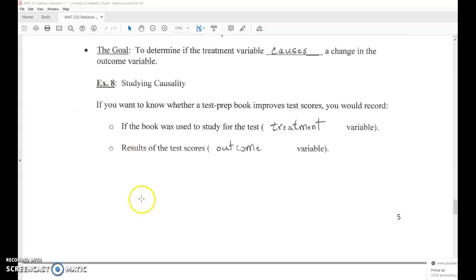So for example here, example 8, if you want to know whether a test prep book improves test scores, you would record if the book was used to study for the test, that would be the treatment variable. So whether or not, yes or no, was the book used to study for the test? And then what were the results of the test scores? So all the different results of the test scores would be your outcome variable.